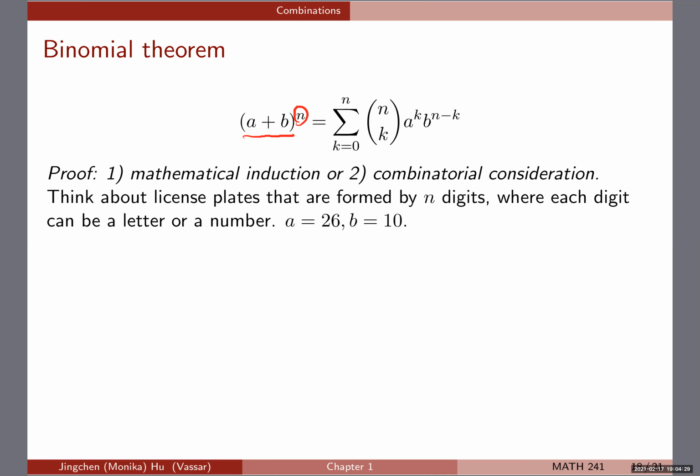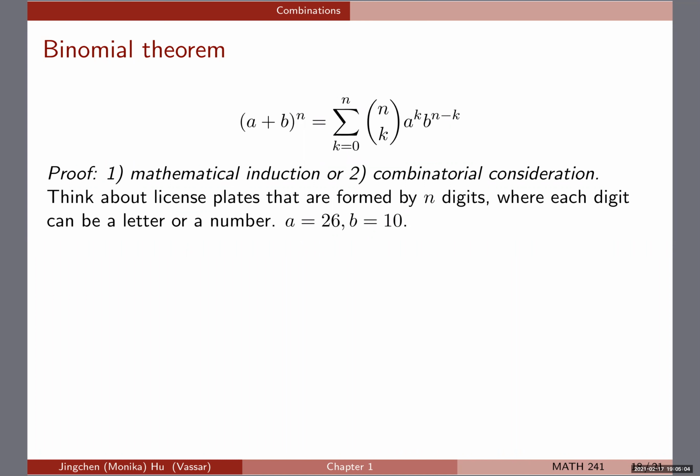So the right-hand side might still look a little bit complicated, and you might be wondering, what does it mean? Based on our reasoning before, the right-hand side should also indicate the number of distinct license plates we can have, right? All right, so let's see why that is the case. First of all, we know that it is a sum of n plus 1 items, because you have k from 0 to n, so there should be n plus 1 terms added up together.